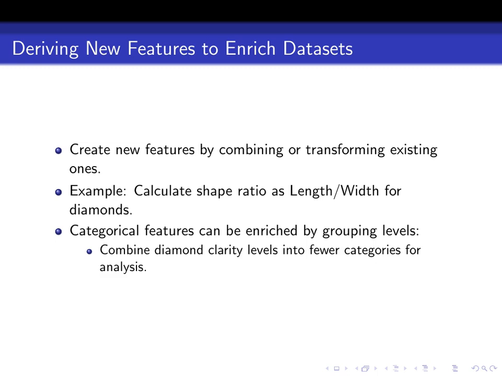Deriving new features is a powerful way to enrich datasets. For example, you can calculate a shape ratio as length divided by width to gain insights into the diamond's shape. Categorical features can also be enriched by grouping levels. For instance, you might combine diamond clarity levels into fewer categories for simplified analysis. These transformations allow you to extract more meaningful information from your data.